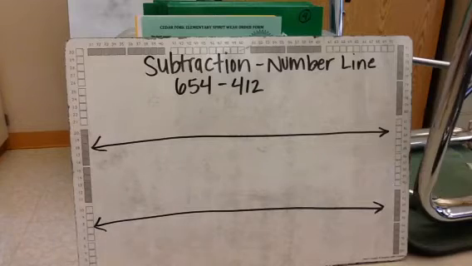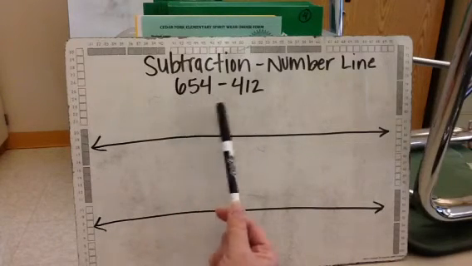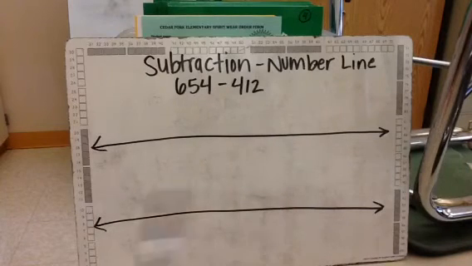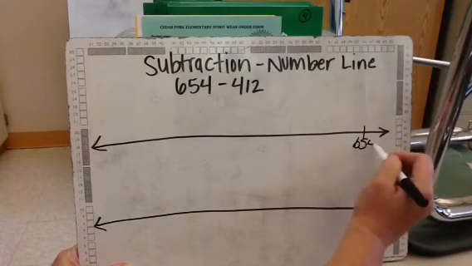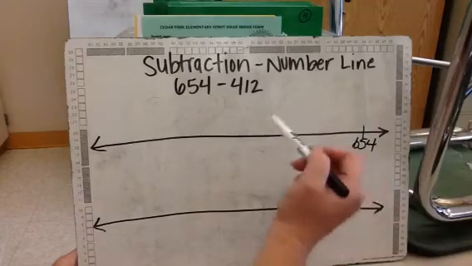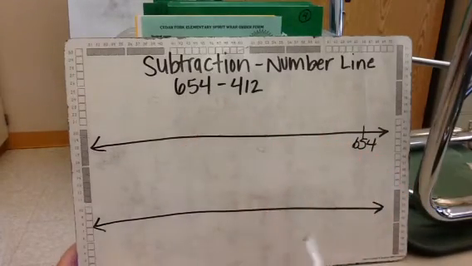So here we're going to pretend that there are 654 cookies and 412 of them are eaten. So we're trying to figure out how many cookies are left. So what that means is we're going to start here at 654. And we're going to hop back 412 to see, after the 412 cookies are eaten, what we have left.